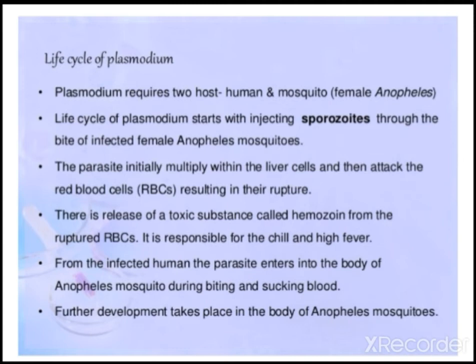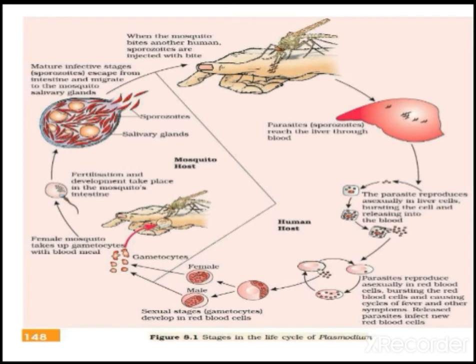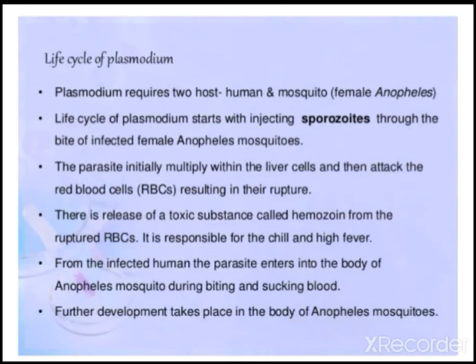From the infected human, the parasite enters the Anopheles mosquito by sucking the blood. In which form does it enter? Gametocyte form. Already you studied, no? In the form of gametocyte, it enters the mosquito's body. Then the further development takes place in the body of the mosquito. Okay, children, so study this thoroughly. It can be asked in 1 mark, 2 mark, 3 mark, or 5 mark. It's a very important question.